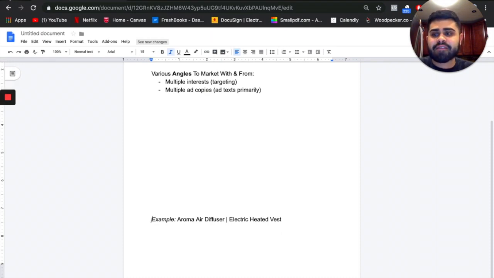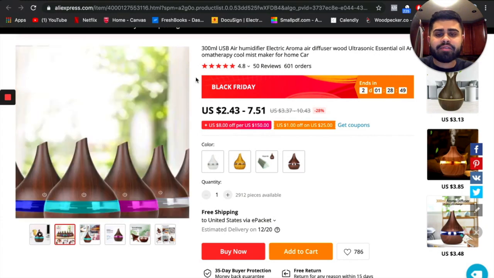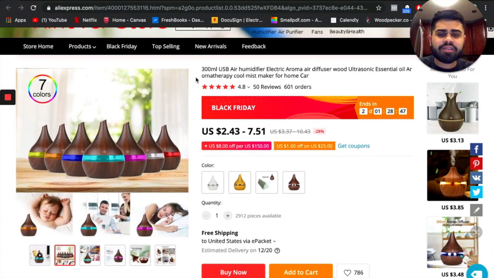So first and foremost, the aroma air diffuser. On the surface, if you look at this product, what it does, it's basically an air diffuser. And what you also have to really understand is the functionality of a product. Some products are very simple, such as a bracelet or a watch or phone case, that's a little bit broader. But with products like these, you want to really understand the core root and the use, the benefits and the functionalities of the product.